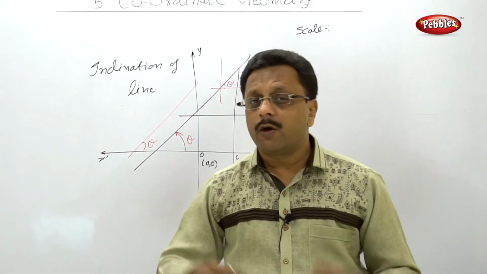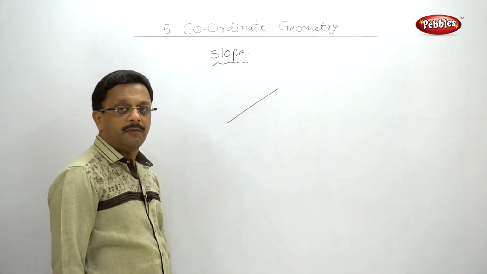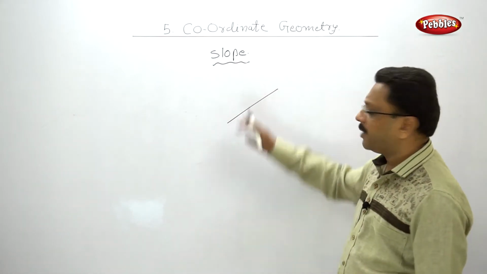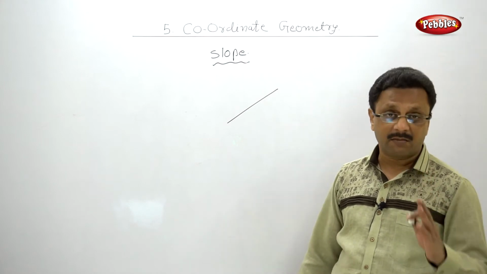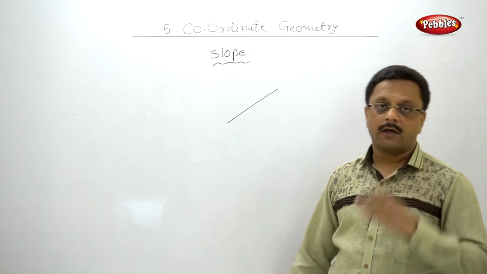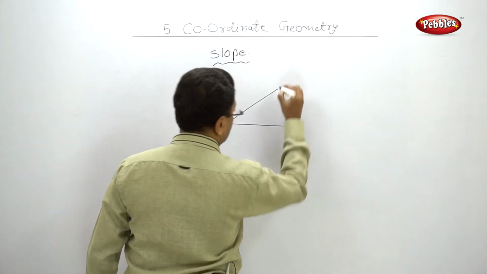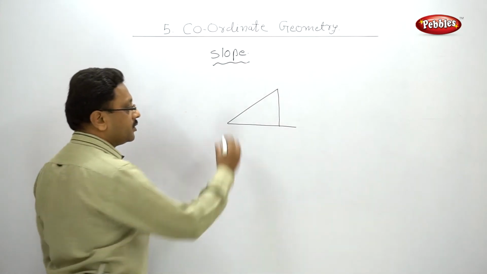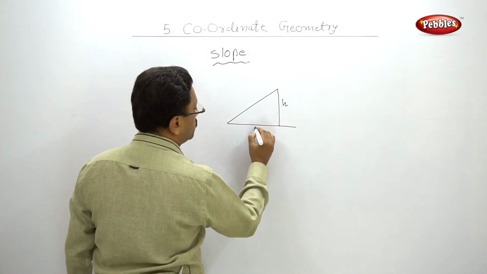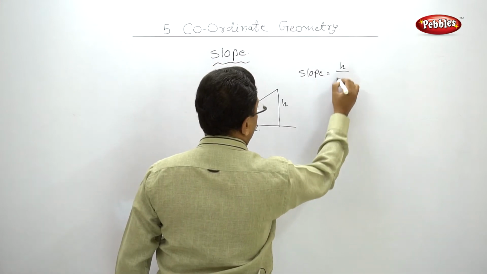Now let us find out what we mean by the slope. There is one plane. It is an inclined plane, not horizontal, not vertical. So what do you mean by the slope of this plane? The slope of this plane is nothing but the ratio of its rise to run. Rise means height, run means horizontal distance. For example, the slope of this line is its height, and suppose this is the length, so the slope of the line is equal to h upon L.